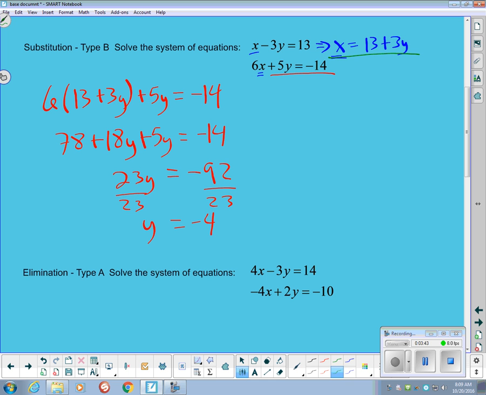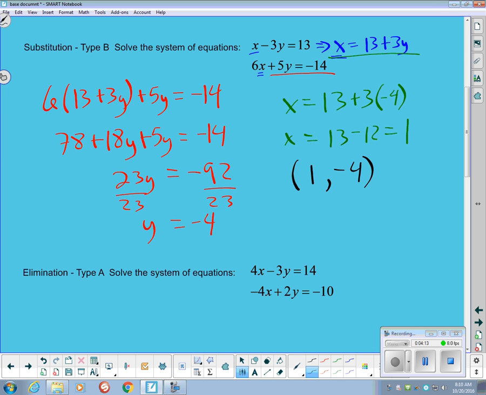So we know that the y is negative 4, and now we can go back up to this equation that we have here again to figure out what the x is that goes with it, because it says x is equal to 13 plus 3 times whatever the y is, and our y is negative 4. So x is 13 minus 12, and that's 1. And so we record our answer again that x is 1 and y is negative 4.